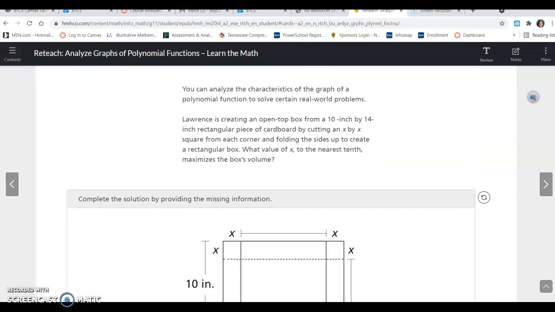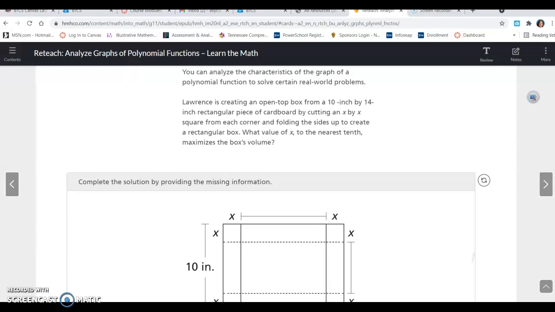All right, it says you can analyze the characteristics of the graph of a polynomial function to solve certain real-world problems. Lawrence is creating an open-top box with a 10-inch by 14-inch regular piece of cardboard by cutting an x by x square from each corner and folding the sides up to create a regular box. What value of x to the nearest tenth maximizes the box's volume?